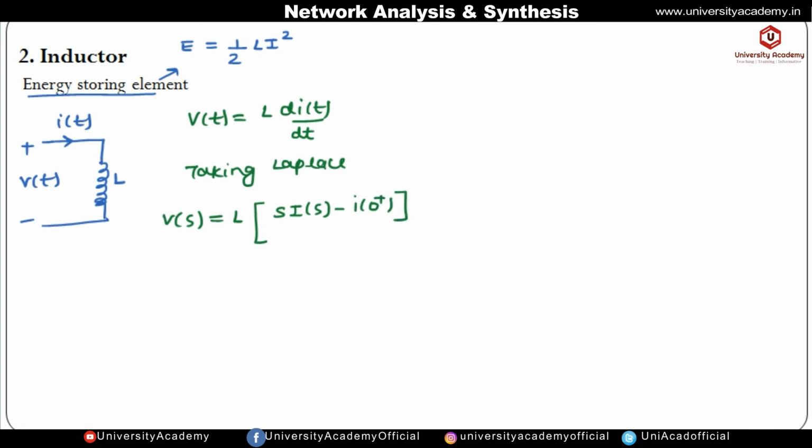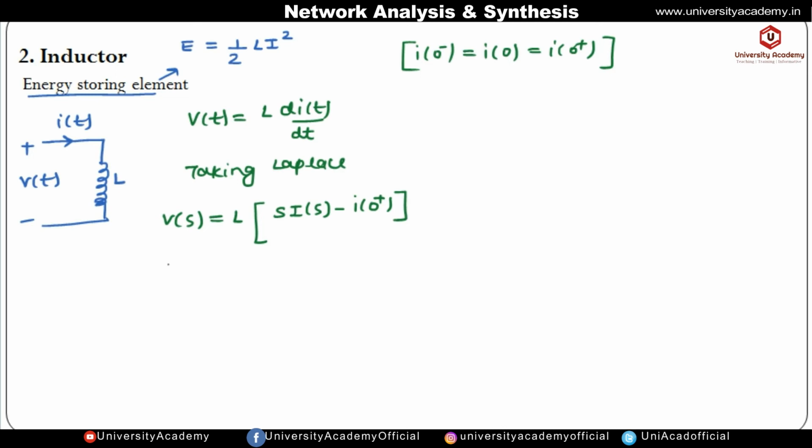So we know that the inductor does not allow a sudden change in current. So the current flowing through the inductor at t equal to 0 negative, that is just before the switching operation, will also flow at t equal to 0 positive, because the inductor does not allow a sudden change in current. In order to suddenly change its current, it would require infinite voltage, which is practically not possible. So that is why the inductor does not allow the sudden change in current.